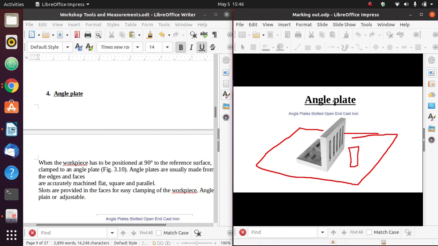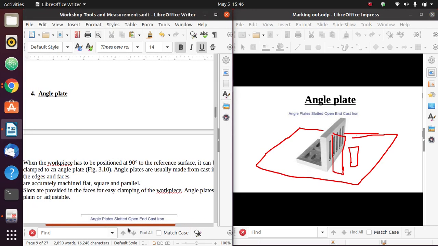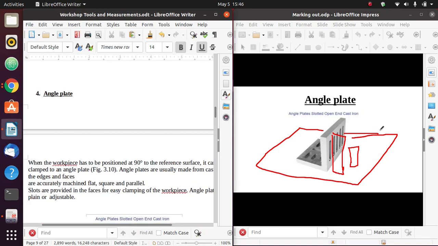So what we do is we use an angle plate, and we will put our workpiece side by side to that angle plate, so that it is 90 degrees to the reference surface here. So this angle plate has these slots. These slots will help us clamp. It will help us hold this workpiece using clamps, so that it is 90 degrees to this reference surface. Now, these angle plates are usually made from cast iron, and the edges and the faces of these are usually machined flat. They are square and they are parallel. They are perfectly machined to be 90 degrees.